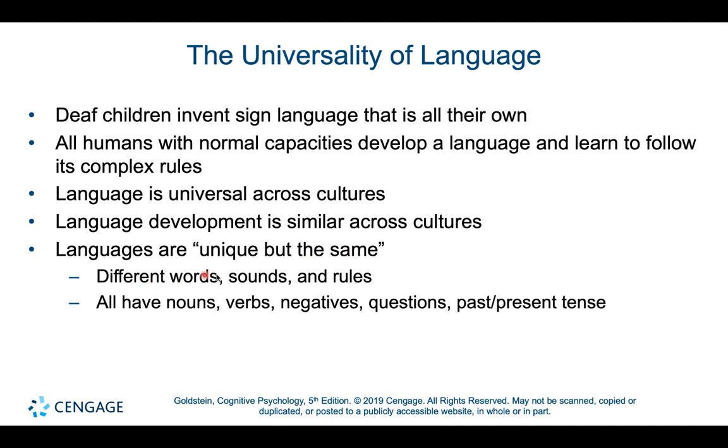So while the words, the sounds, and the rules can be different, for example, in Spanish and Hebrew, nouns have genders, right? There are male nouns and female nouns, whereas in English, our nouns are without gender. So there are clearly differences between languages, right? But all languages have the same general structure. They all have nouns and verbs, negatives, questions, tenses that tell us about time, right? Past, present, future. So languages really share some common core elements that speak to their universality across human time as well as human culture.